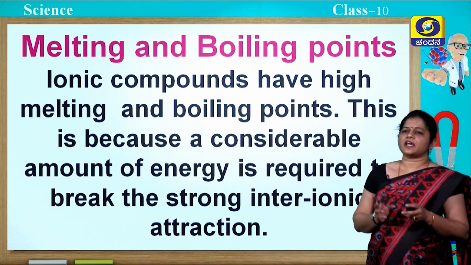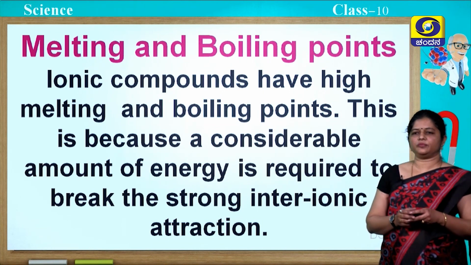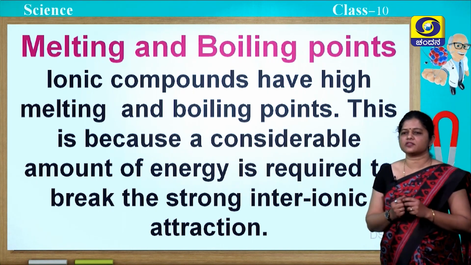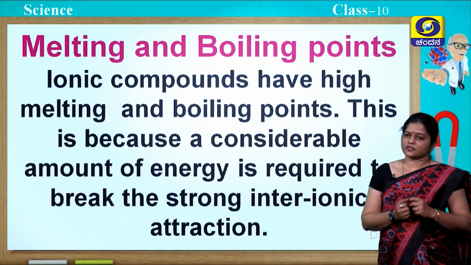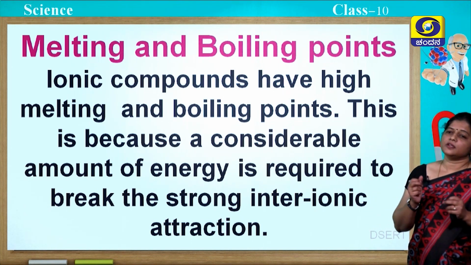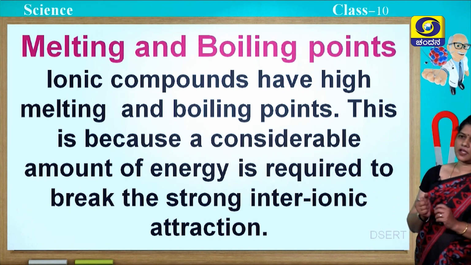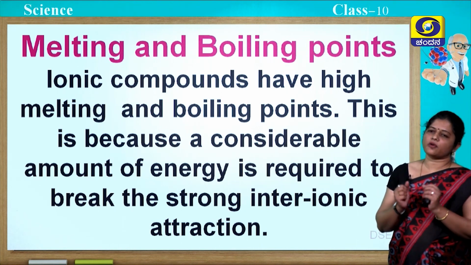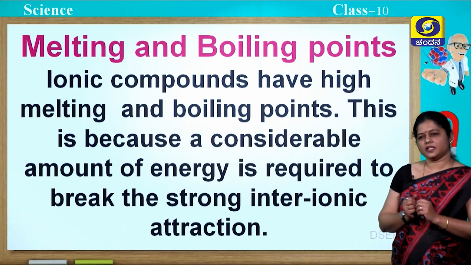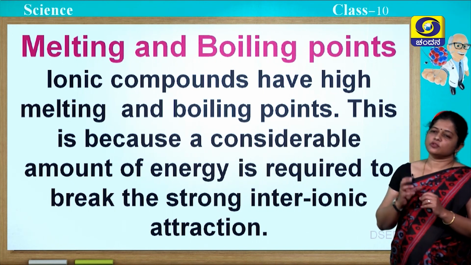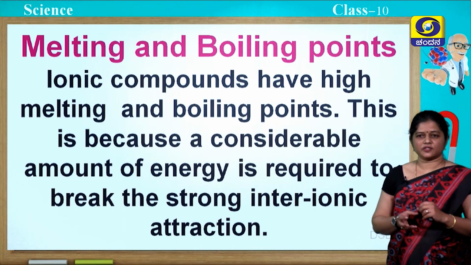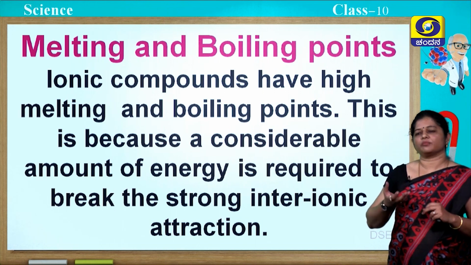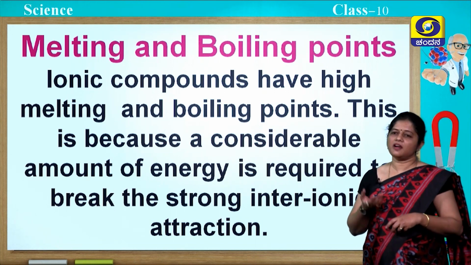All ionic compounds have high melting and boiling points. This is because of the considerable amount of energy that is required to break the strong interionic force of attraction that exists between the positive and the negative ions, or the cation and the anion. The cation and the anion are bound by a very strong interionic force of attraction. That is why to break that it requires a lot of energy, and this energy is high, and therefore the melting and boiling points of the ionic compounds are very high.